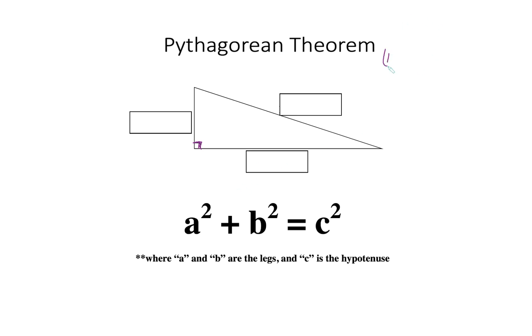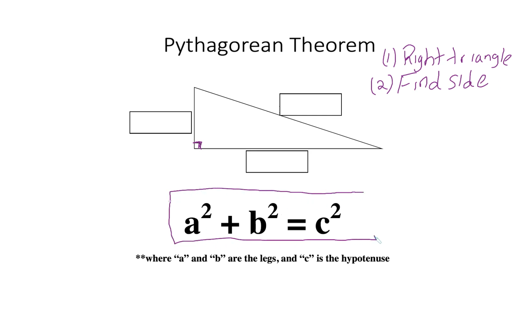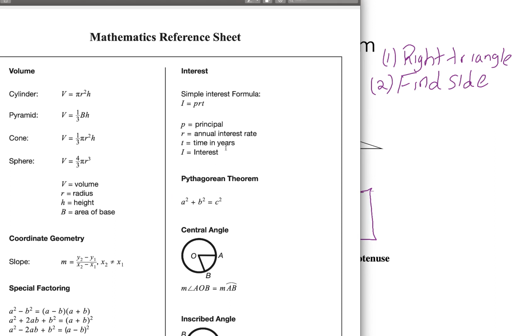So one of the two properties you must have in order to use the Pythagorean theorem is you must have a right triangle, and the problem should ask you to find a side of the triangle. If that's the case, you're using the Pythagorean theorem, which states that a squared plus b squared equals c squared. Now this formula is given to you on your mathematics reference sheet. So notice here on your reference sheet, here is your Pythagorean theorem right here. So you don't have to memorize.